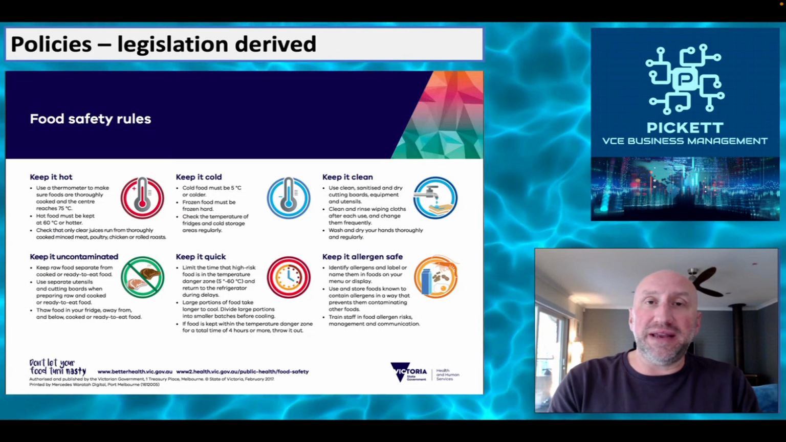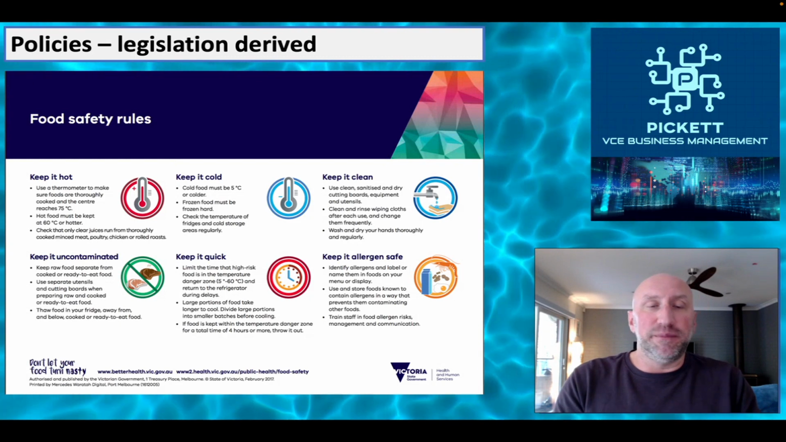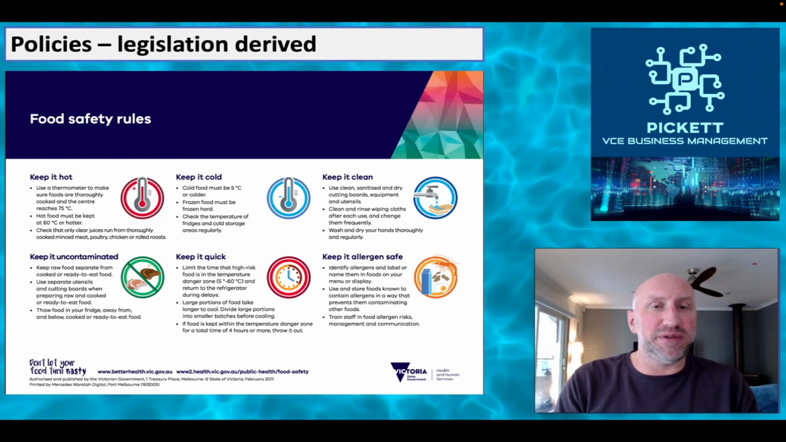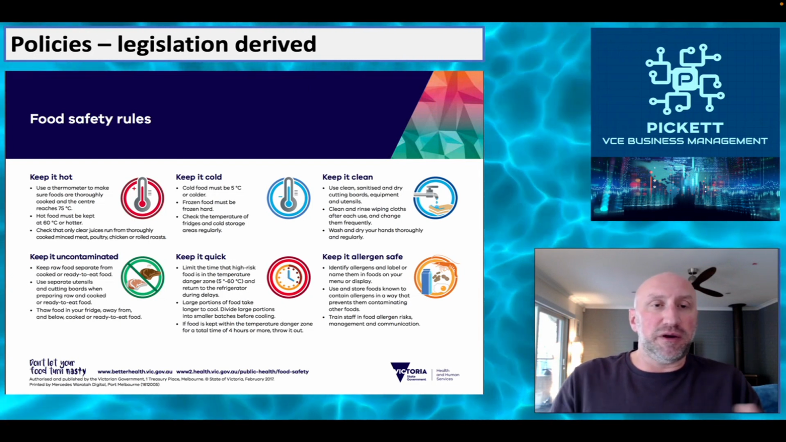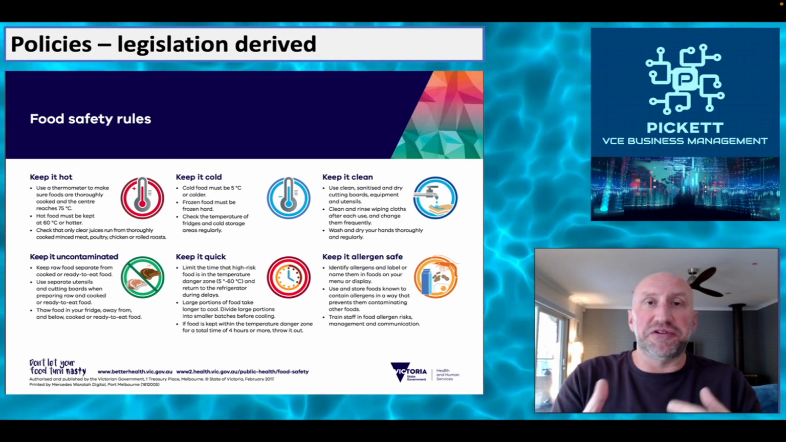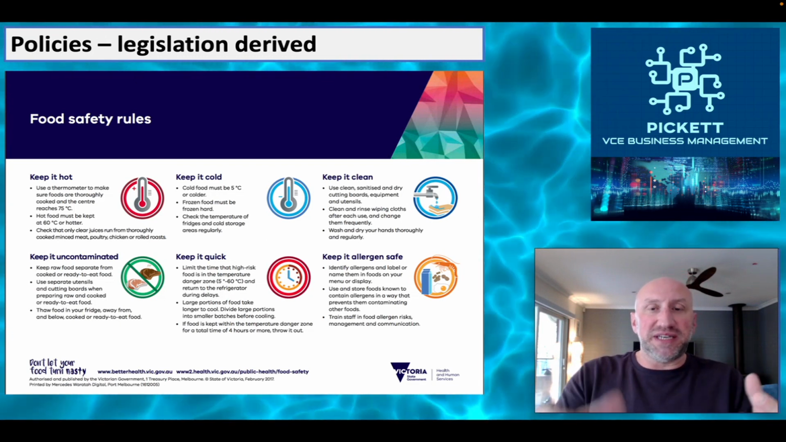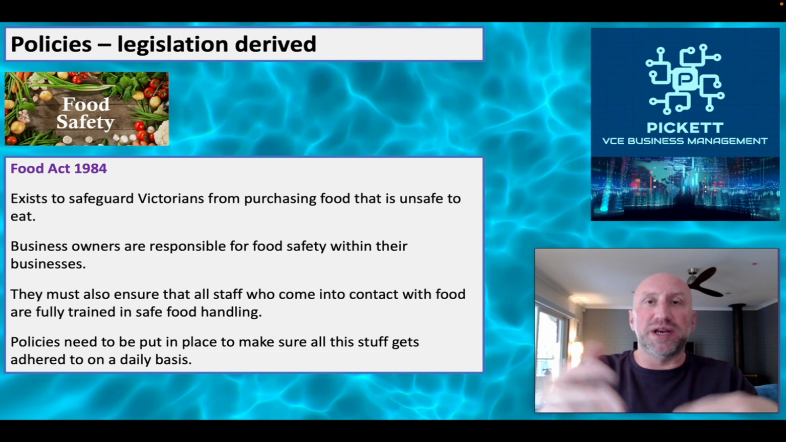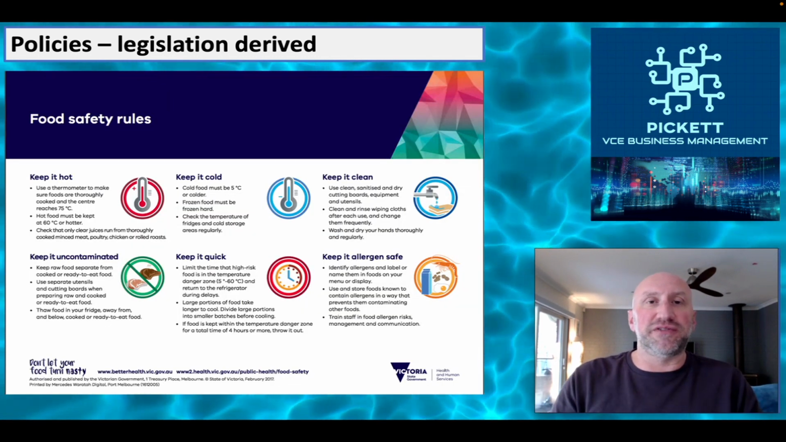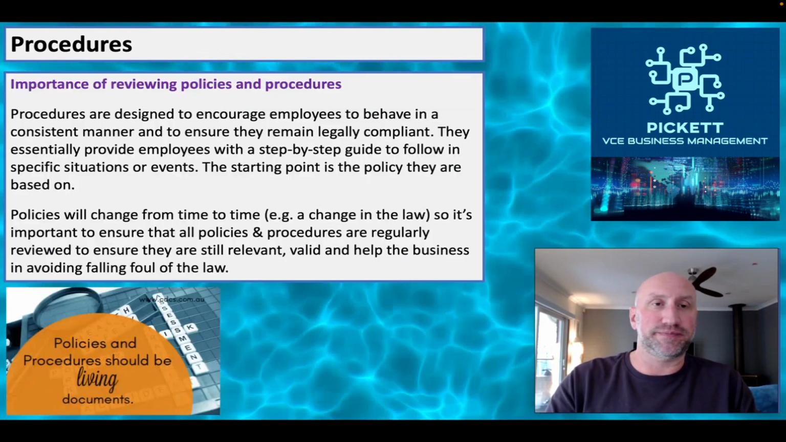So if you work in a food business, if you work at Macca's or something, you might have posters such as this dotted around the kitchen. This is one example, but there are others, just to remind you constantly of the rules, the regulations around various aspects of food handling. This is part of this idea of policies put in place to make sure this stuff gets adhered to on a daily basis. So one of the ways you can prove that is by putting these sorts of things around the business. So it's constant reminders for the staff of what they should be doing.